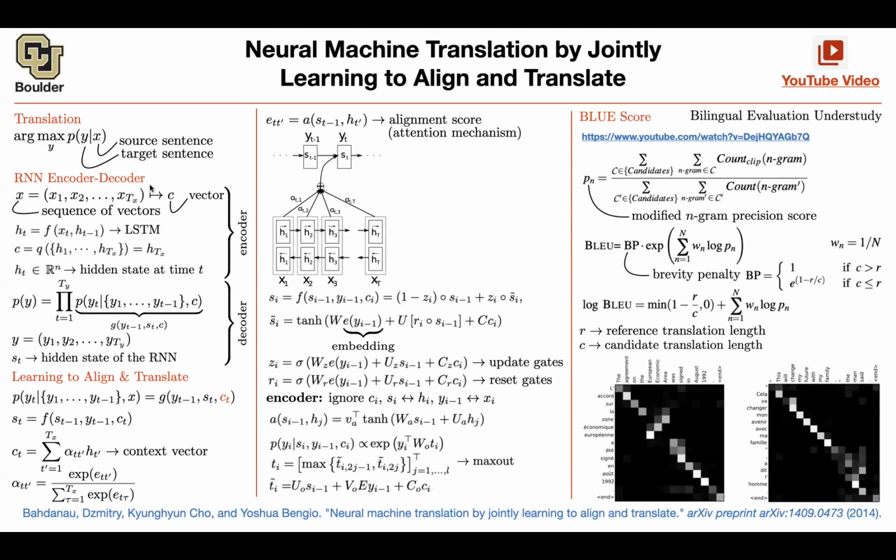Then you need to measure the performance of your model. How good is your model? How good are the translation coming out of a machine translation system? How do you measure it? And in this case, that's going to be blue score.